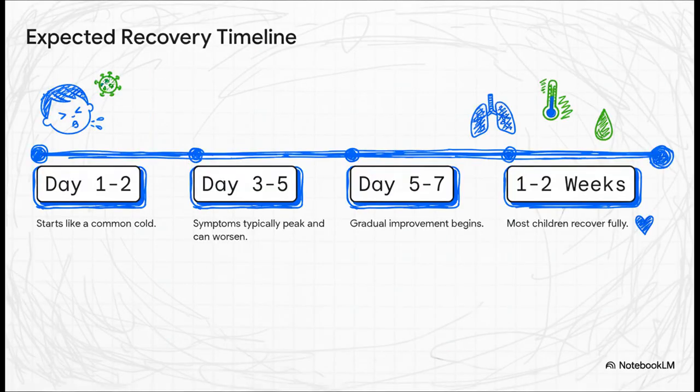Here's a great tip for reducing a parent's anxiety. Manage their expectations. Laying out a simple timeline of the illness can be a game changer. Let them know that it starts like a cold, but it usually gets a bit worse around day 3 to 5 before it starts to get better. Just knowing that can be incredibly comforting for a worried parent.